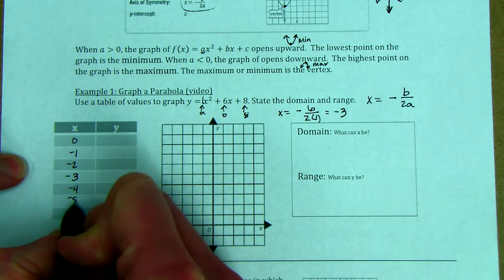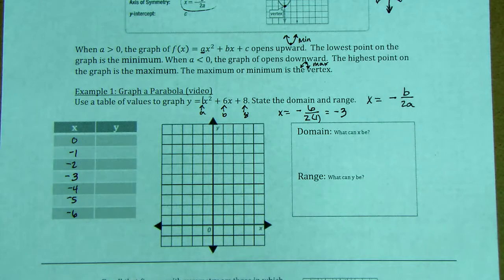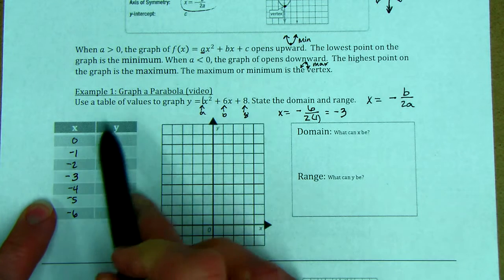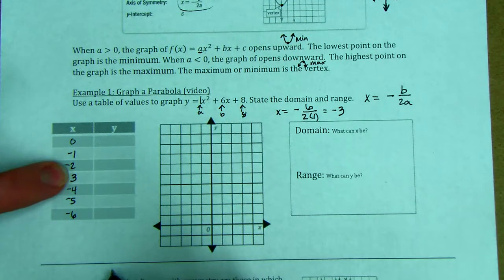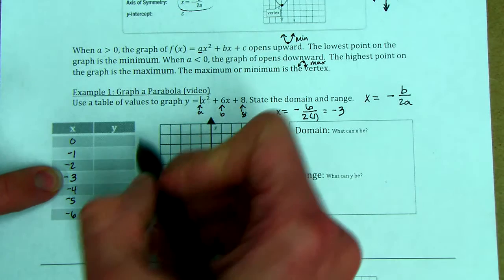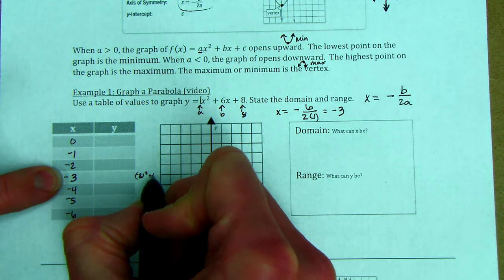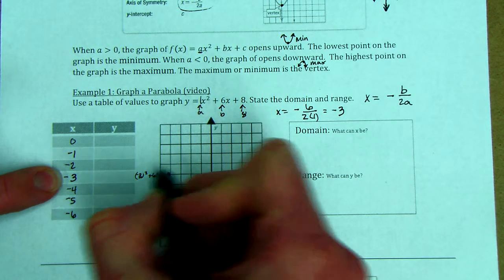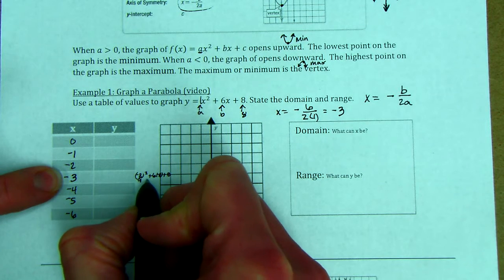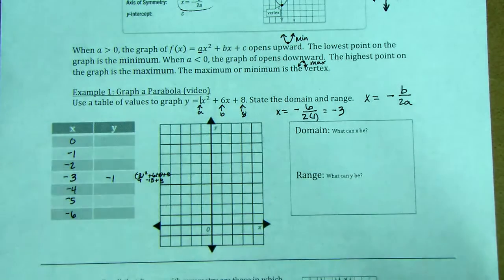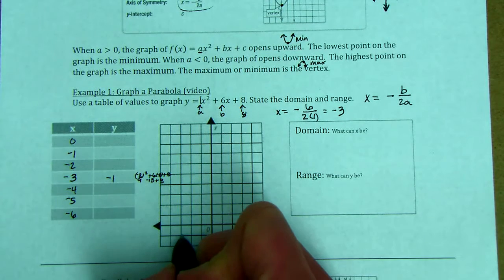So now all I'm going to do is plug those values into this quadratic function to find the y-coordinate, starting with my vertex, because that's a good starting point. So negative 3 squared, plus 6 times negative 3, plus 8. This is going to be 9 minus 18 plus 8. So that would give me a negative 1. So guess what? My vertex is at negative 3, negative 1. There is my vertex. I know it's going to open upward because a is positive.